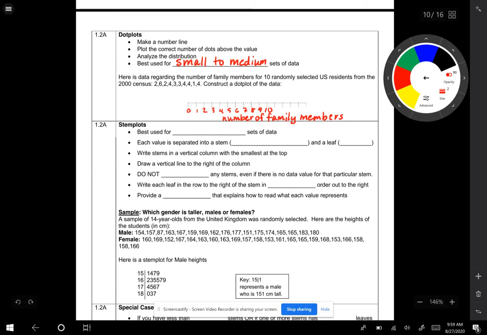So we have a dot above the 2. Try and make the dots the same size. One above the 6. One above the 2 again. One above the 4. Two 3s. Two 4s. A 1. And a 4. We'll talk about the analyzing part later.